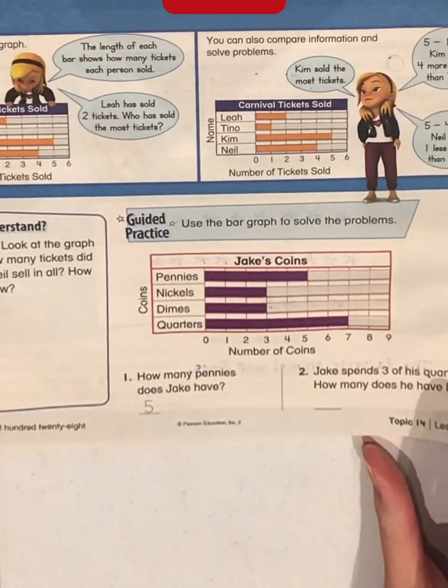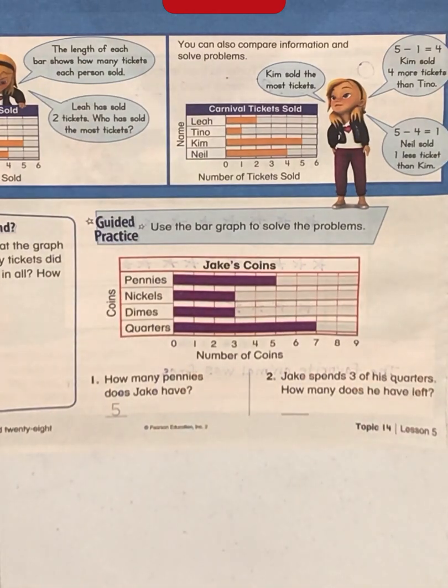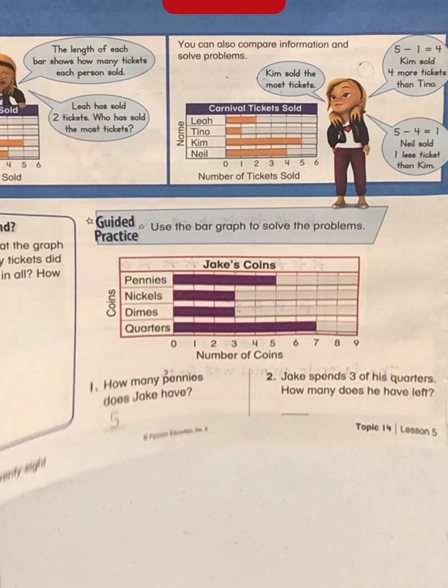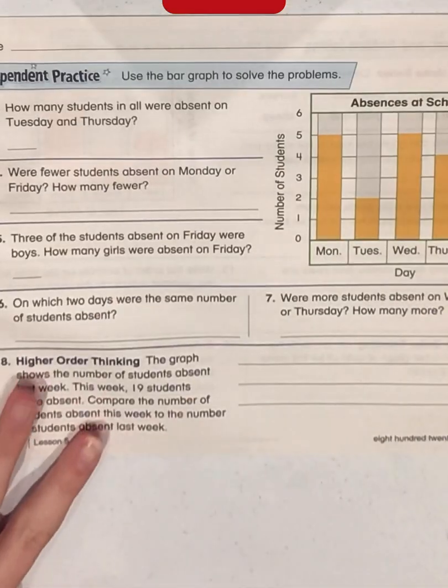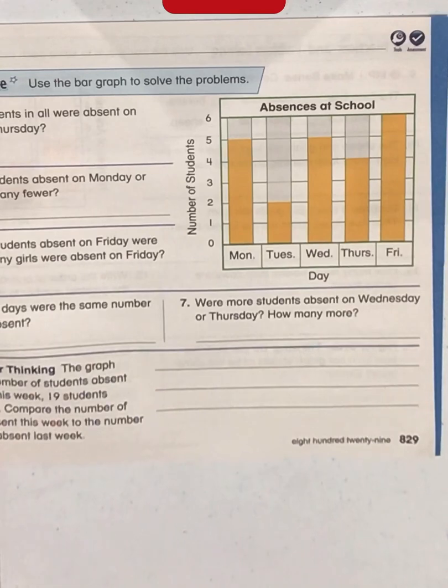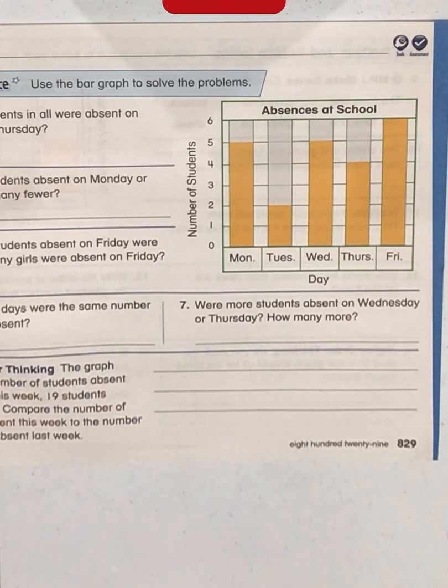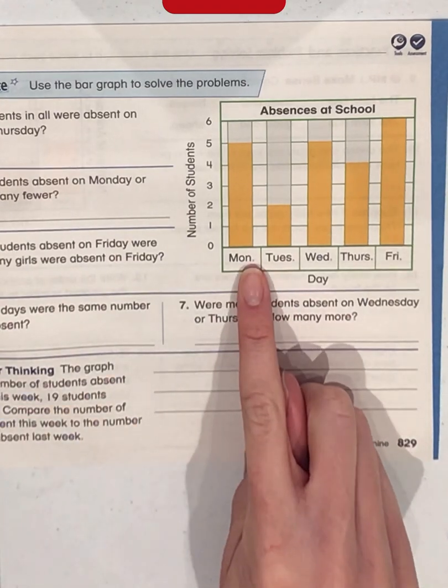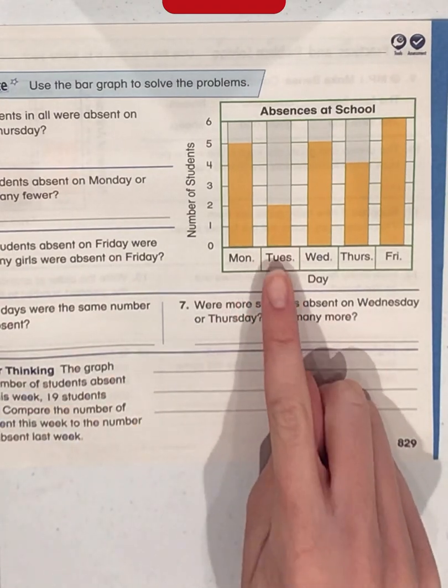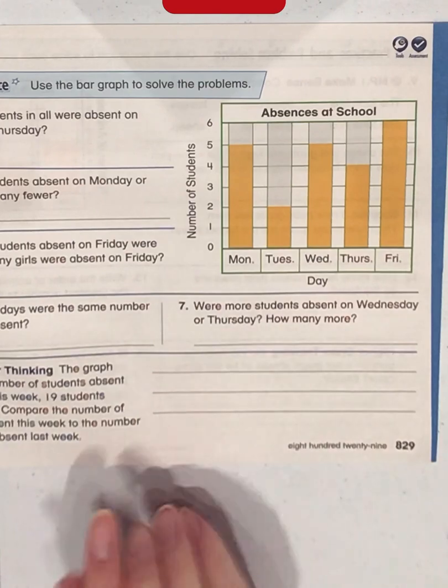And on the rest of your assignment, it looks like they're going to give you bar graphs. And you're going to read the bar graphs and solve the problems or answer their questions, okay? So I think you guys can handle the guided practice. We're going to go ahead and look at the next page. This one uses the bar graph that shows the absences at school. So this graph is telling us how many students were absent on Monday, Tuesday, Wednesday, Thursday, and Friday.